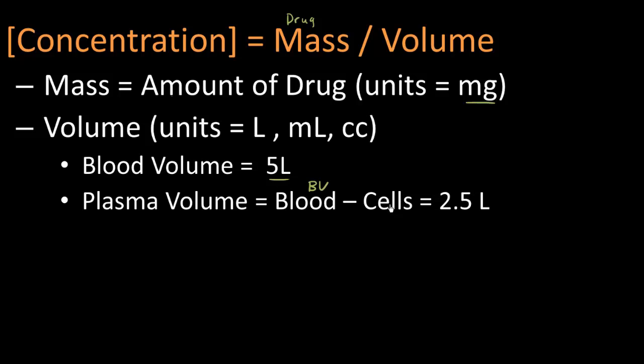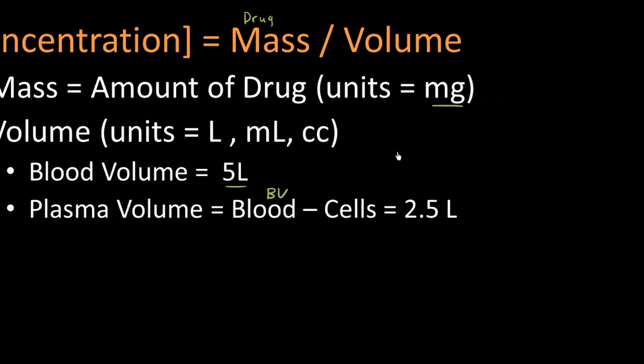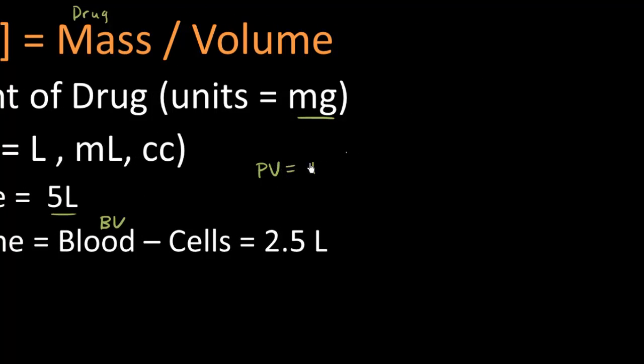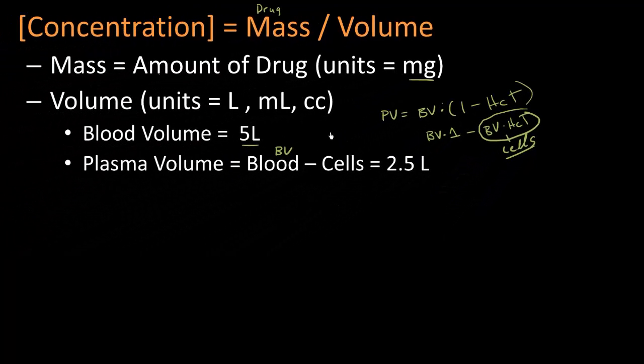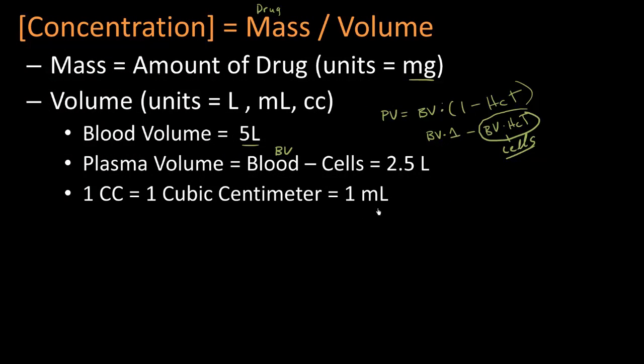Now on an exam, you might see this written a different way. They might write out that your plasma volume is equal to your blood volume times 1 minus your hematocrit. So remember, hematocrit is what? It's a percentage, the percentage of your blood volume that the red blood cells take up. If I were to multiply this out, I would get blood volume minus blood volume times hematocrit. That makes sense. This right here is the cells. So just in case you saw this a different way. And finally, just to remind you, 1 cc is 1 cubic centimeter, and that is equal to 1 milliliter.